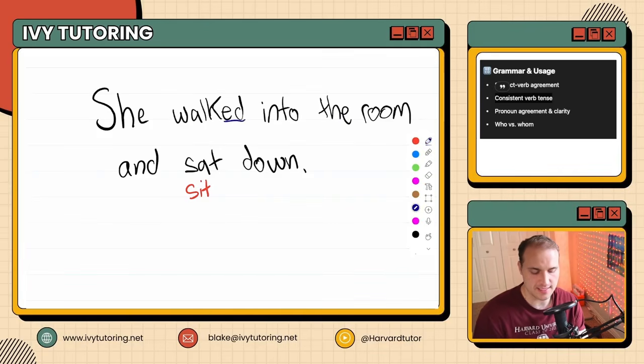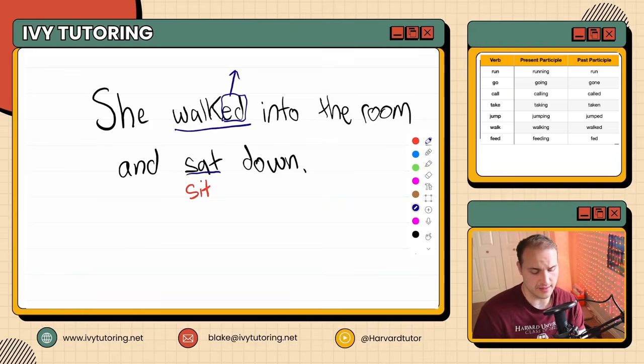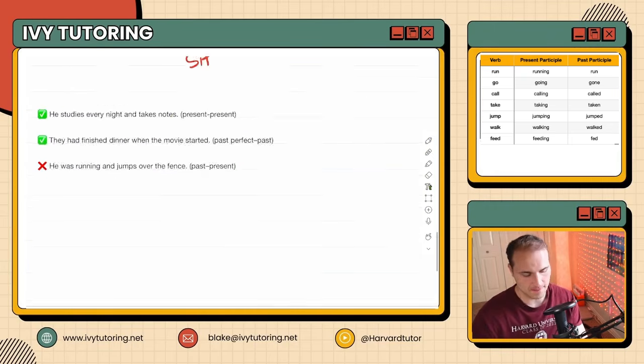Well, anytime you see this ed, almost every time you see the ed, it's called the past participle. This is just your past tense. She walked. So when I say consistent verb tense, if you do it here, you do it there. Which one's more past tense, to sit or sat? Well, the past tense is sat. Therefore, that's the correct answer. Boom. Easy.